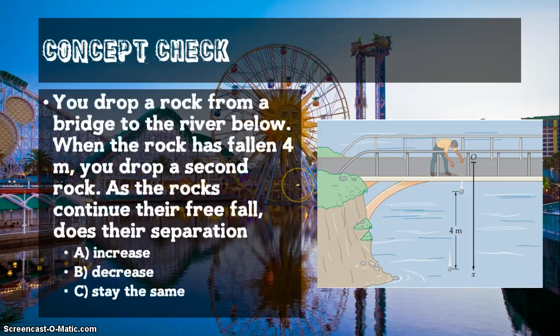So go ahead and answer this concept check on the back of your video summary sheet. You drop a rock from a bridge to the river below. When the rock has fallen 4 meters, you drop a second rock. As the rocks continue their free fall, does their separation increase, decrease, or stay the same? Go ahead and answer that on your sheet, and we'll discuss it in class tomorrow.